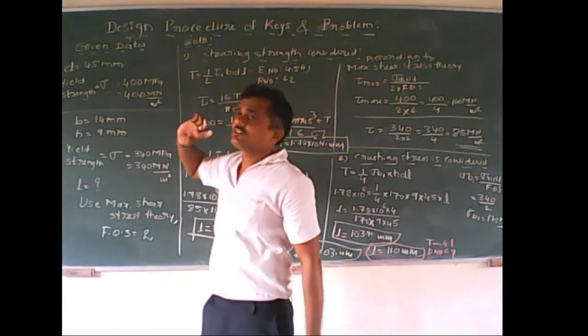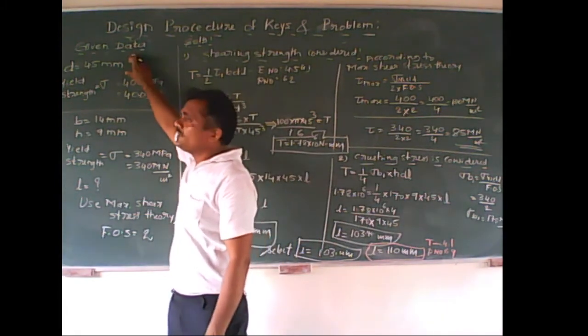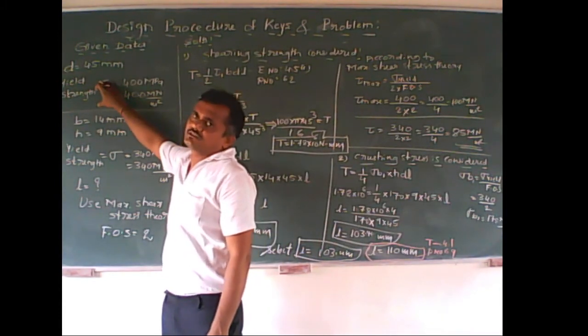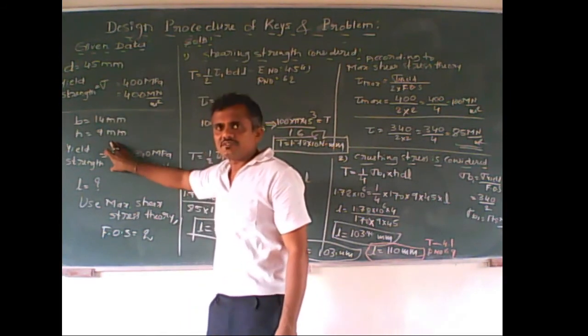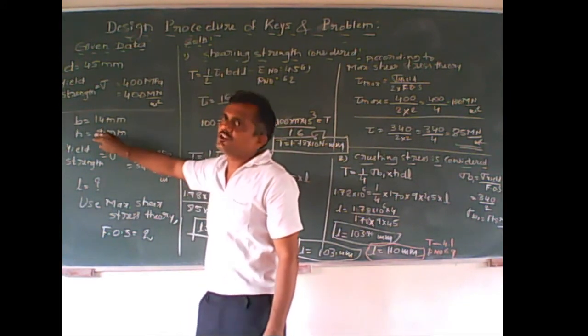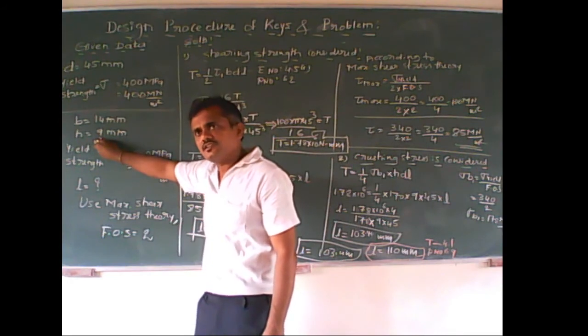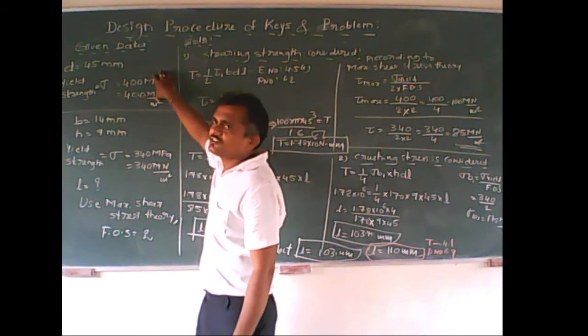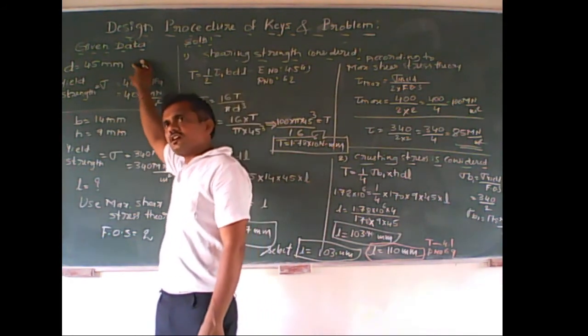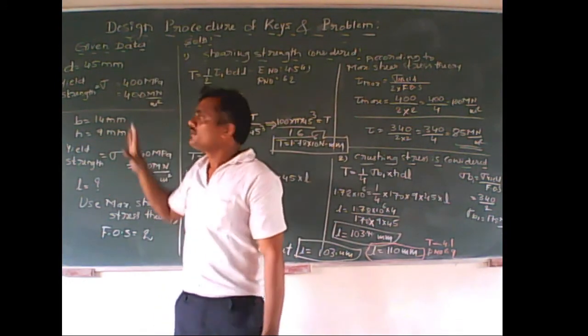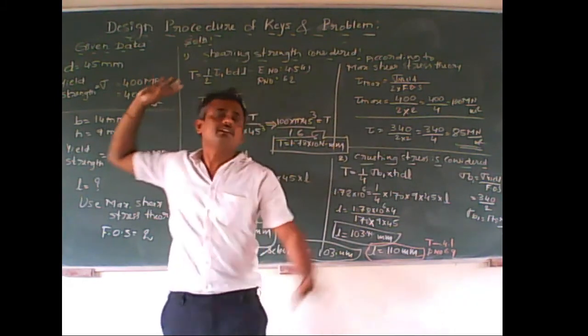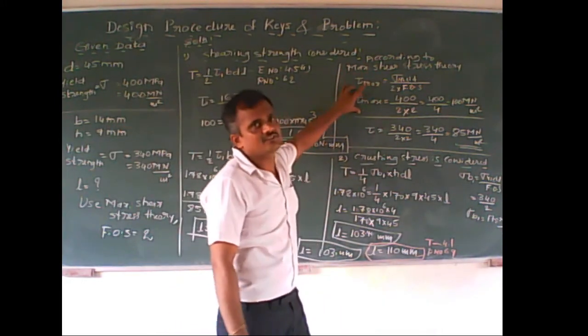Dear students, please concentrate. Here the shaft value with the yield stress is given. Here the key value with the yield stress is given. This means this yield stress belongs to the material used in the key. This yield strength belongs to the material used in the shaft. So shaft material and key material are different. With the help of this, we can get a shear stress.